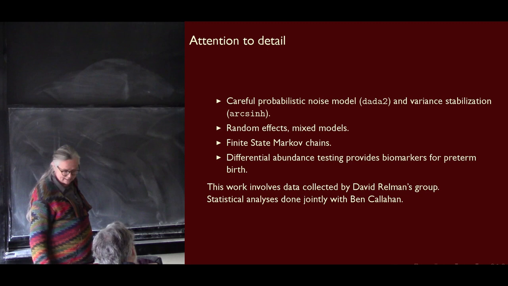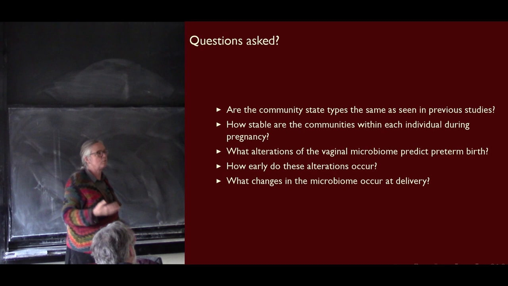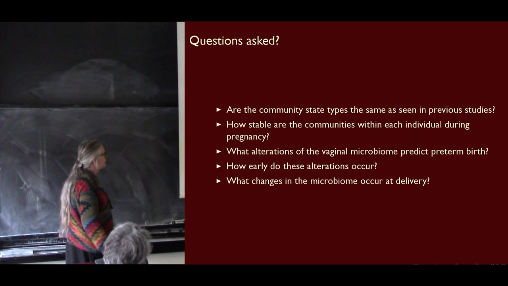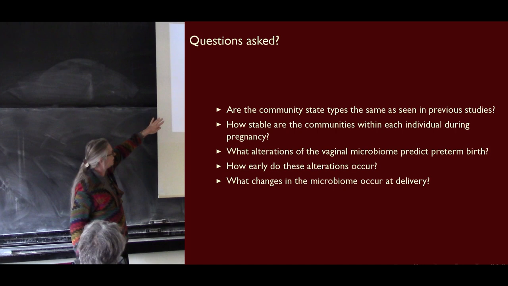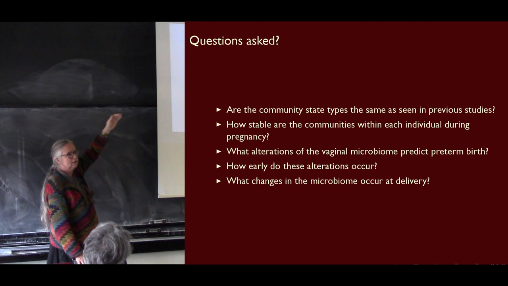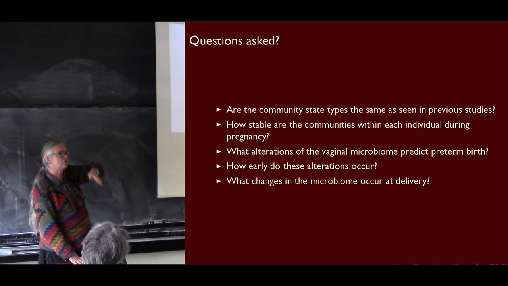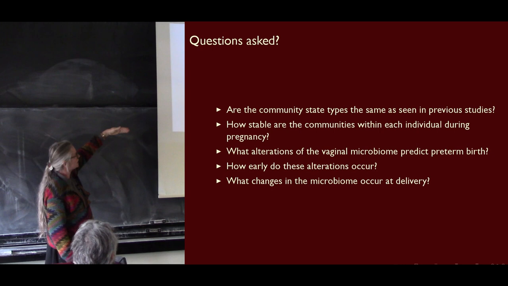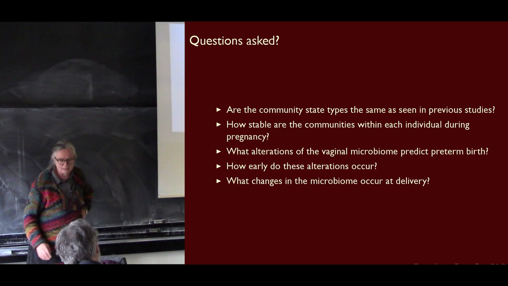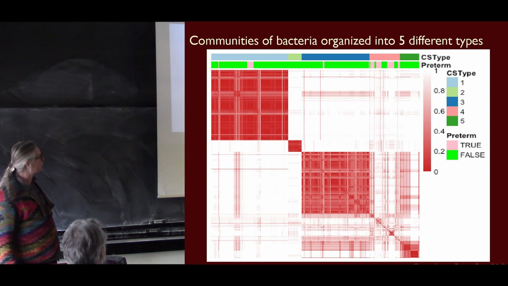And we had lots of questions, so you have to start with what the questions are so that you can know whether you're able to answer some of them or all of them. One of them was, are the community state types the same as those seen in previous studies? That was already well understood in studies which involved not only next-generation sequencing data but also Sanger sequencing. How stable are the communities across the three trimesters of pregnancy? And a little bit about the dynamics of the changes, and could we predict preterm birth from these dynamics? We did look at the changes at delivery, but that's not what I'm going to talk about.